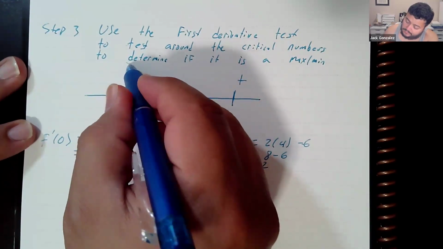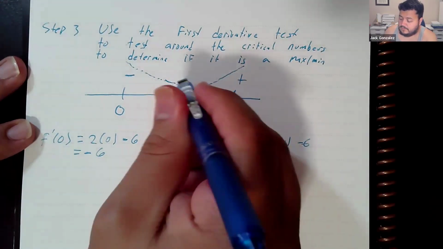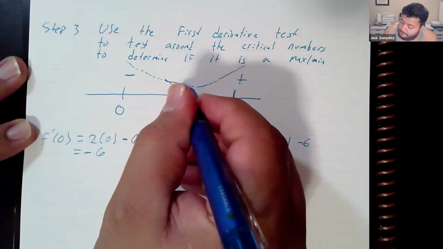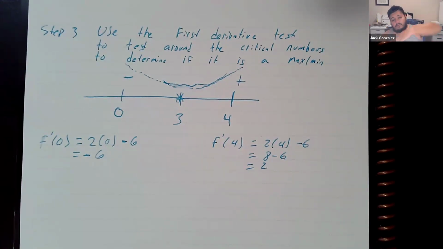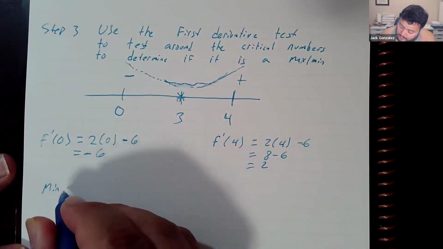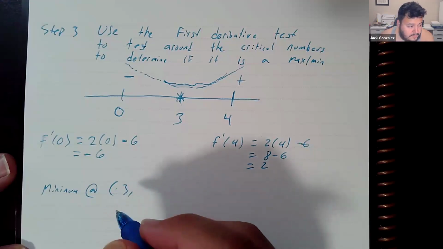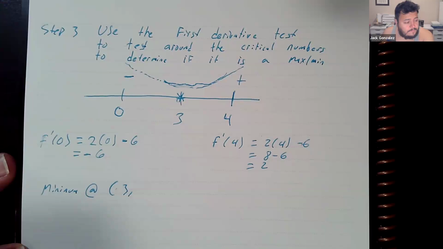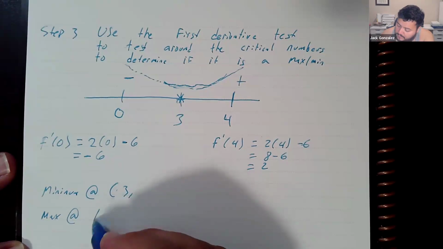So over here, we are decreasing. And then suddenly we are increasing, right? After the critical number. It's not a great drawing, but you get the point, right? You see how if we go down and then up, we have a minimum. So minimum at 3. There is no max though. There was only one critical number, so you would just say no max.